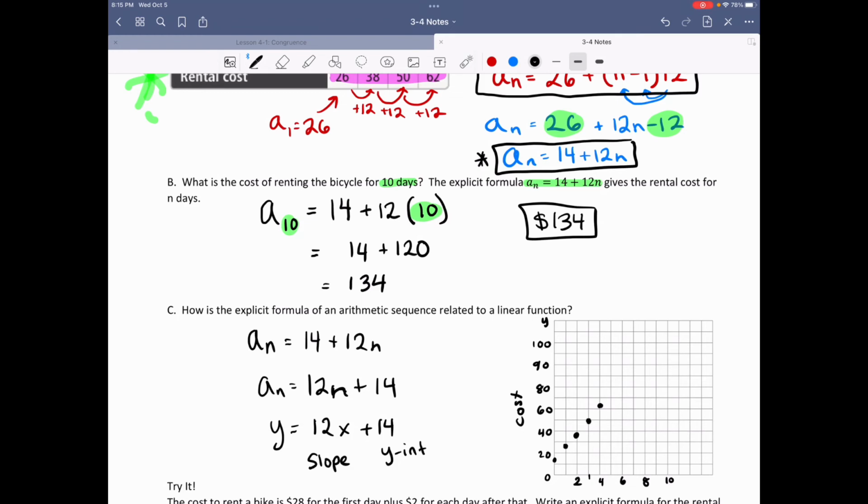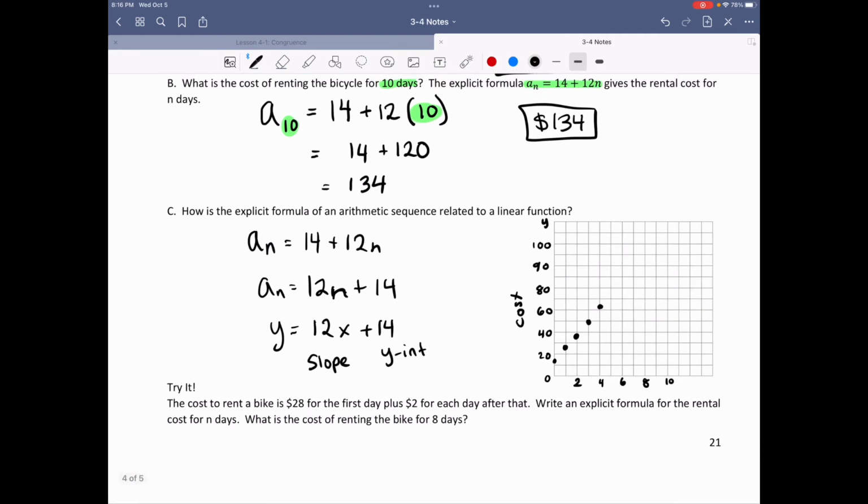Discrete means, like, I don't think that the rental company for the bicycles is going to let me rent the bike for half of a day. So I'm not going to connect the dots. It's discrete. It's not continuous.